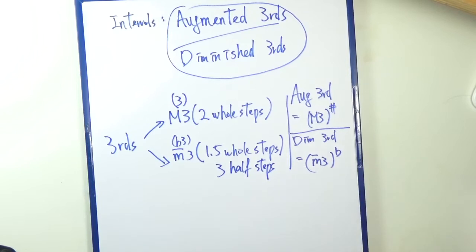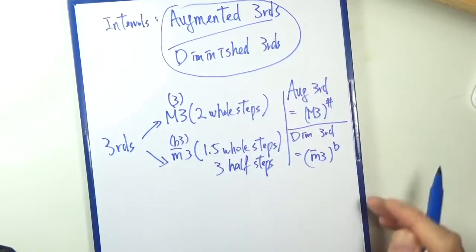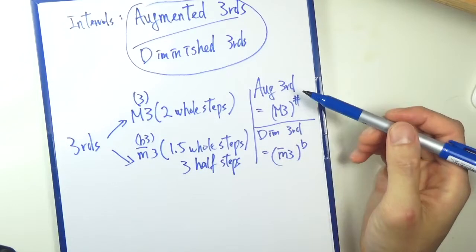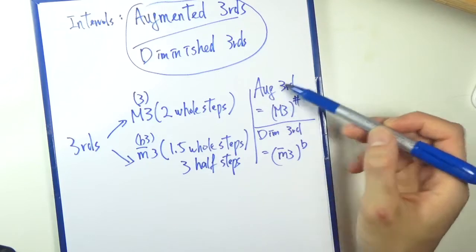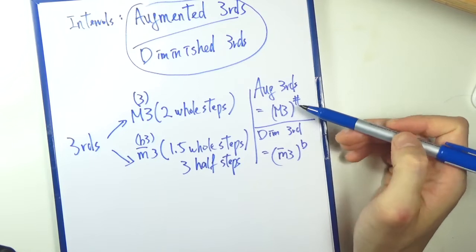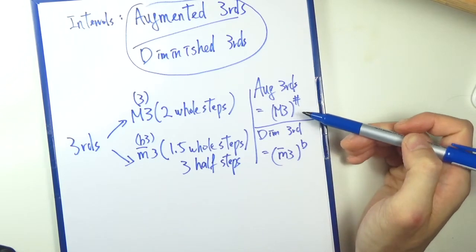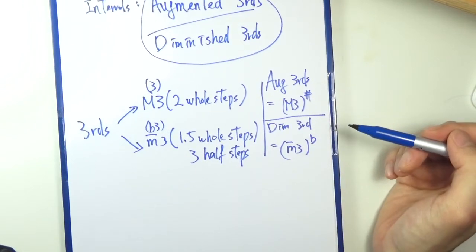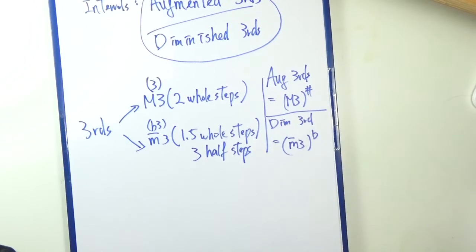So that's a super quick recap. Okay, so we're almost there actually. For augmented thirds, all you have to do is obtain the major third and then sharpen that. For diminished thirds, all you have to do is obtain the minor third and then flatten that.